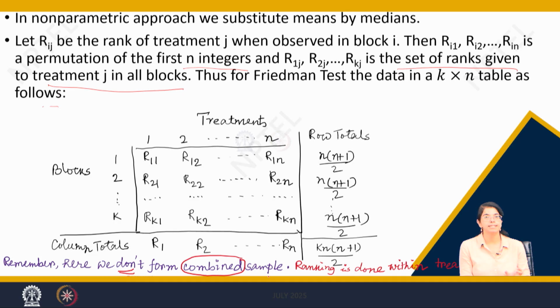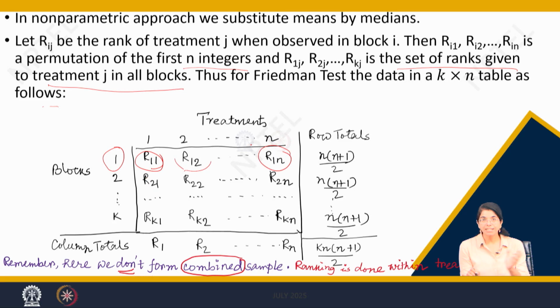Unlike the Kruskal-Wallis test, which we learned in the last lecture, where first you make the combined sample and on the basis of this combined sample, later rank all the observations. Here we are not doing that. What we are doing is making the rank blockwise. Clear? So block 1, rank of first observation, what will it be? R11, then R12, then R1n.